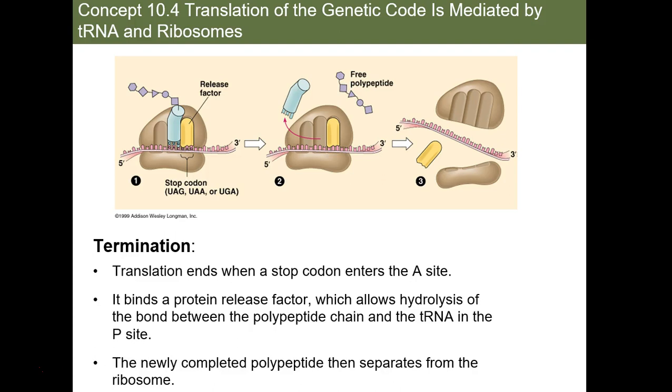Termination of translation occurs when a stop codon enters the A site. It binds a protein release factor, which allows hydrolysis of the bonds between the polypeptide chain, the tRNA, and the P site. The newly completed polypeptide then separates from the ribosome.